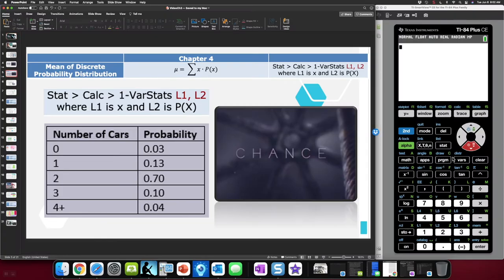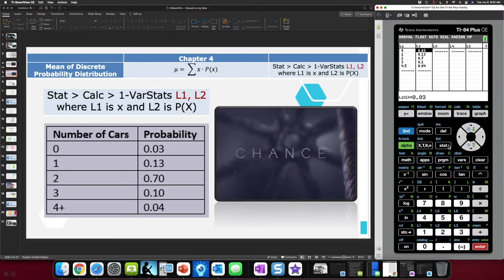Okay, we'll go ahead and discard the stat edit. I've already put the stuff in here for us, so if we hadn't had the stuff in here, we could highlight with our cursor and do clear and enter, but I don't want to do that. 0, 1, 2, 3, and then 4.5. So I'm double checking my list to make sure it's right, and then double checking my probabilities, 0.03, 0.13, 0.7, or if you type 0.70, it'll change it to 0.7, 0.1, and 0.04. So double checking the data, which is always important.